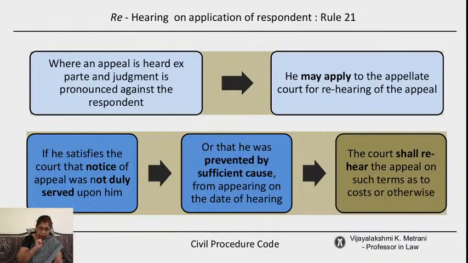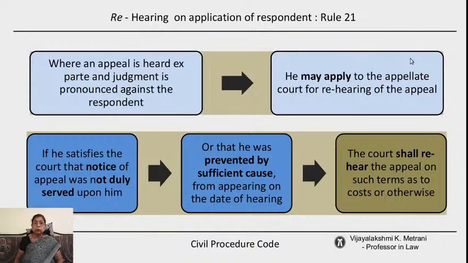So looking at the facts, the court comes to know that yes, there is a sufficient cause. So if he is prevented by the appellant or by some other reason, for which he is not able to appear before the court, maybe because of his own incapability, or he is sick or any reason, then the court will rehear the appeal on terms of costs or otherwise. So this is Rule 21.